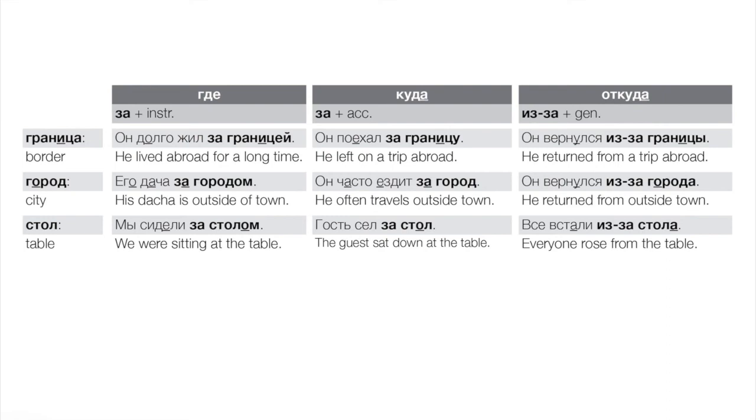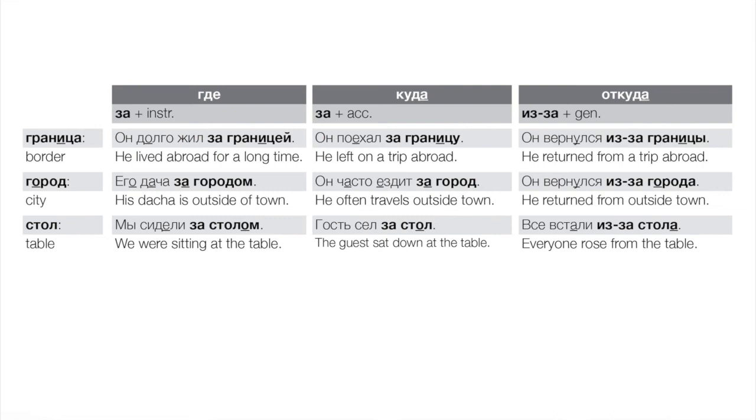Okay, two other examples, somewhat less common, maybe. Город, Russians speak of за, well, literally, again, beyond the city or beyond the city limits, meaning near town, outside of town, in the suburbs or something. For example, его дача за городом, right? His dacha is outside of town, right? Он часто ездит за город. He often travels outside of town, куда.